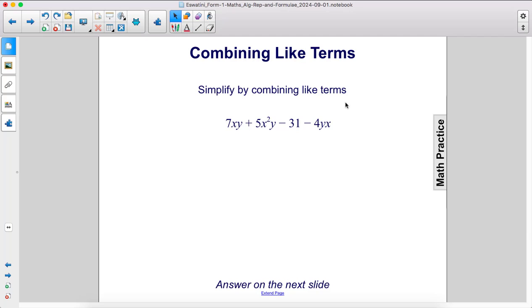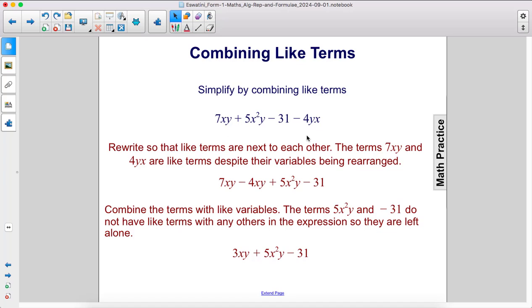Simplify by combining like terms. 7xy plus 5x squared y minus 31 minus 4yx. First, you're going to rewrite it so that the like terms are next to each other. The terms 7xy and 4yx look like different terms, but remember, x and y are just multiplied together, so these are like terms. So we're going to put the negative 4xy, or yx, over here, and then we have this term that's not like with anything, and this one, which is just a constant.